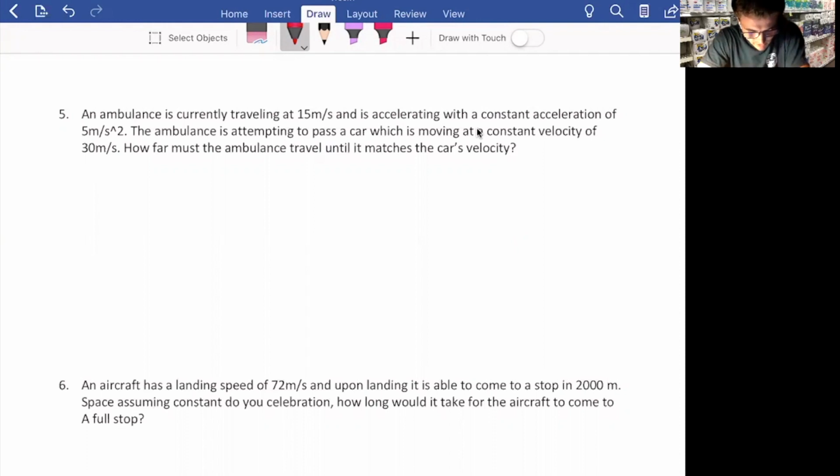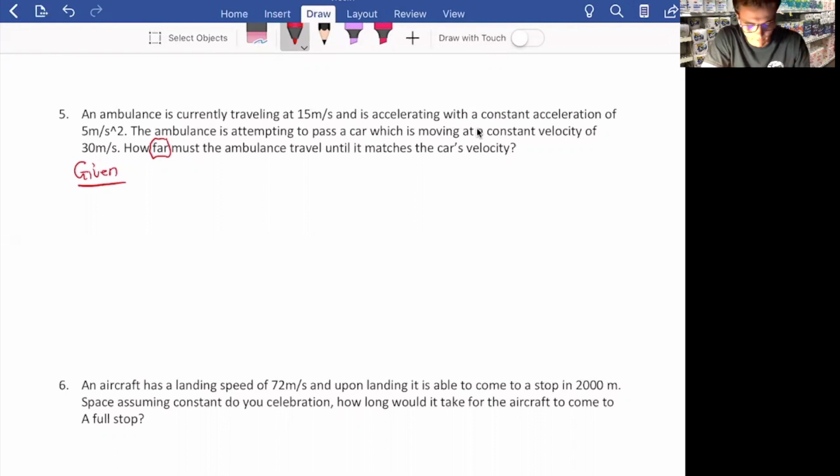An ambulance is currently traveling at 15 meters per second and is accelerating with a constant acceleration of 5 meters per second squared. The ambulance is attempting to pass a car which is moving at a constant velocity of 30 meters per second. How far must the ambulance travel? It's asking how far the ambulance must travel until it matches the velocity of the car. Okay, cool. So let's write out our givens. And if it helps you, you can draw a diagram.